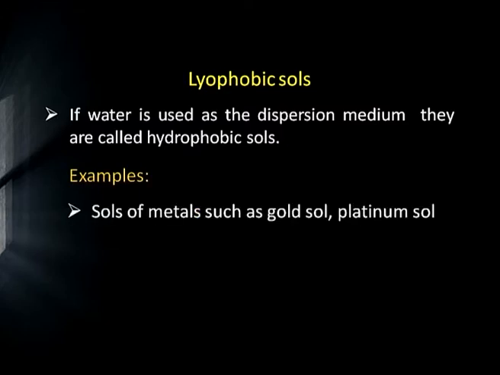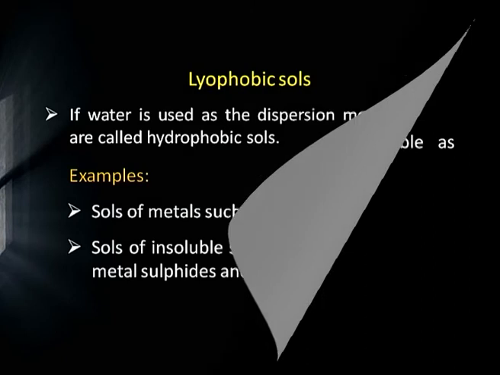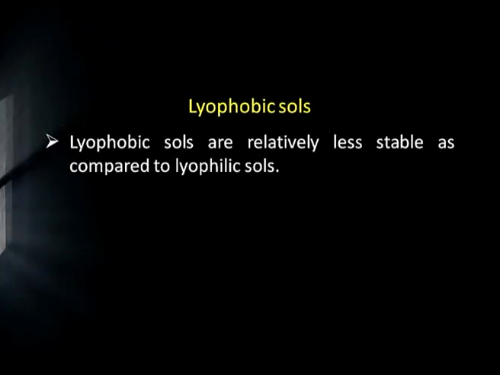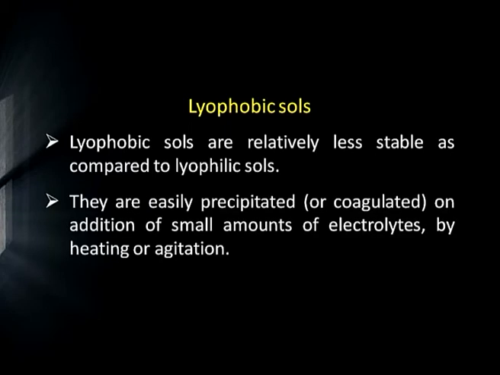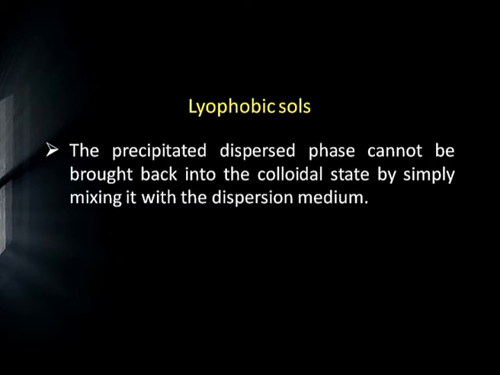Examples are sols of metals such as gold sol, platinum sol, and sols of insoluble substances such as sulfur, metal sulfides, and oxides. Lyophobic sols are relatively less stable as compared to lyophilic sols. They can be easily precipitated or coagulated by the action of small amounts of electrolytes or by heating or even by stirring or agitating vigorously. The precipitated dispersed phase cannot be brought back into colloidal state by simply mixing it with the dispersion medium, unlike the lyophilic sols where it is very easy. Hence, hydrophobic sols are also called irreversible sols.